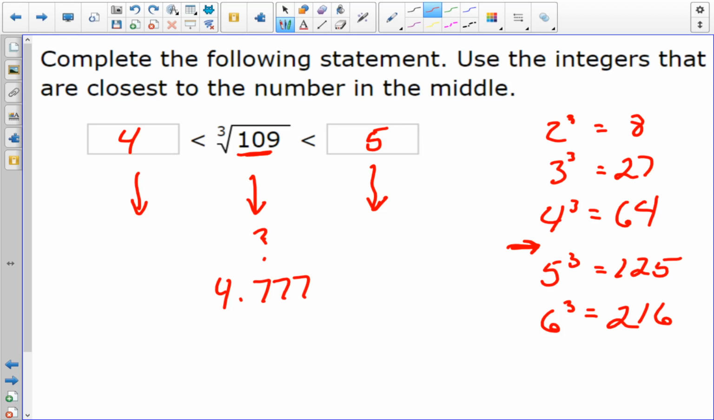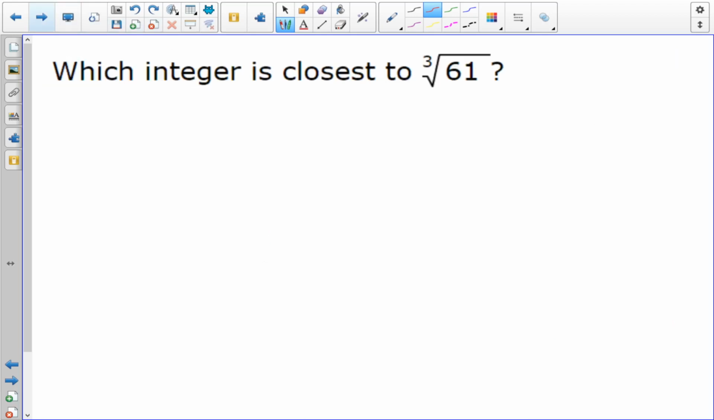Now, I'm sure you're saying, you've got to use a calculator. Why can't we? Well, guess what? You can. Not on this one, though. It's on the next one. Sorry. So which is closer to 61?